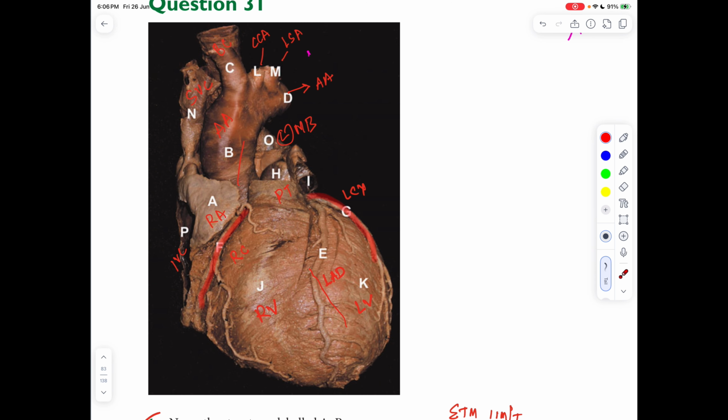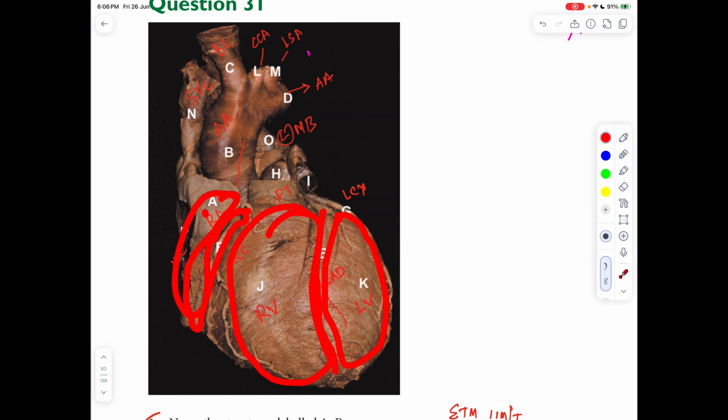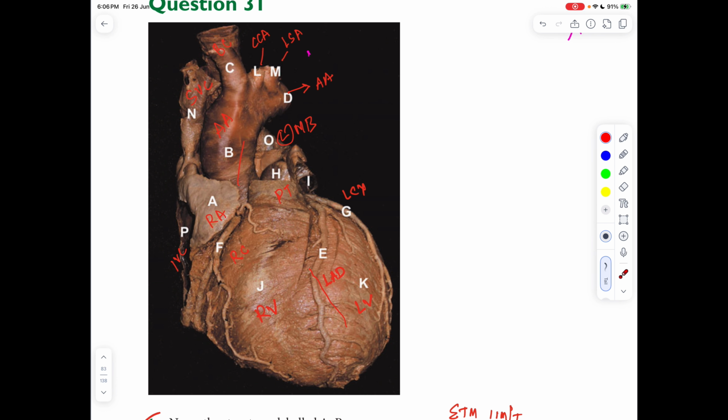So this is the anterior descending, which means this is one ventricle, the right ventricle, this is the left ventricle, and this is the right atrium. So the right atrium has to be above. This is the right atrium and this is the vessel, the atrioventricular groove, and this is the right coronary artery. So this is the right ventricle, this is the left ventricle.